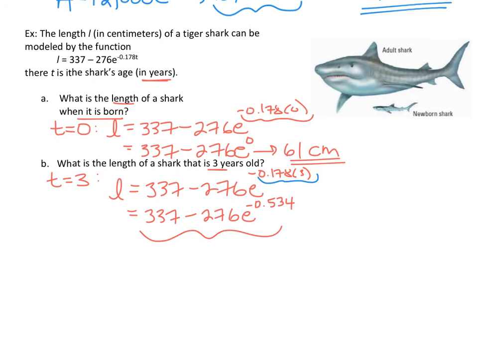And this, we get an approximation. The tiger shark would be approximately 175.68 centimeters after 3 years. And there is lesson 5.1.